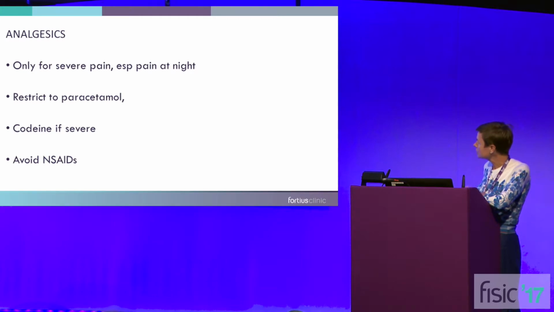What about the use of analgesics? Well, typically as little as possible to avoid masking of the injury. Sometimes people with severe bone stress injuries do get pain at night, and we will try to restrict analgesics to paracetamol, a bit of codeine if really necessary, avoiding non-steroidal agents because they are not good for bone repair.